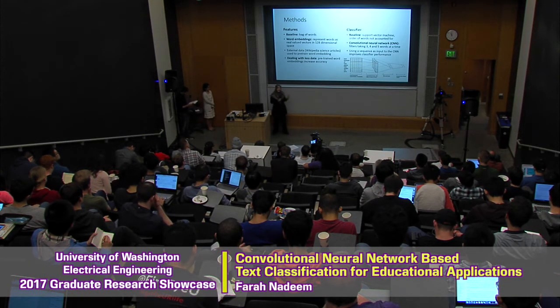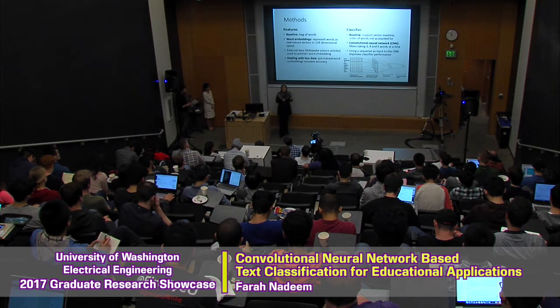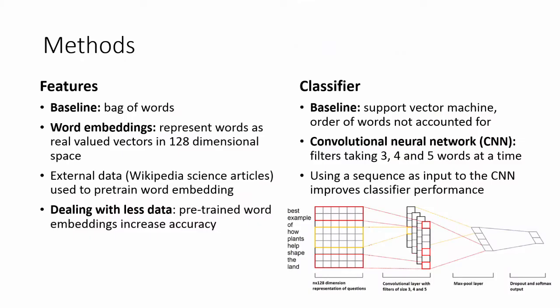For the classifier, as a baseline, I used a support vector machine, which took a bag of words as input. Since it was just a count of words, the order of the words in the question wasn't accounted for. The second thing I tried was a convolutional neural network, which took filters of size 3, 4, and 5 words and swept them sequentially down the entire question. Since it was sequential, it did account for the order of words that appeared in the question.